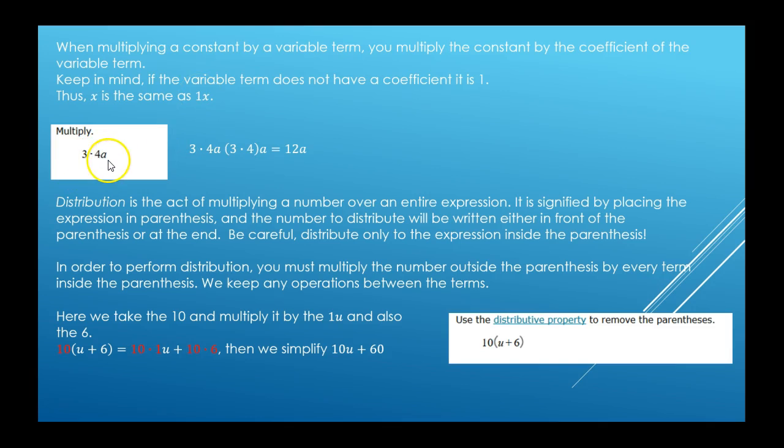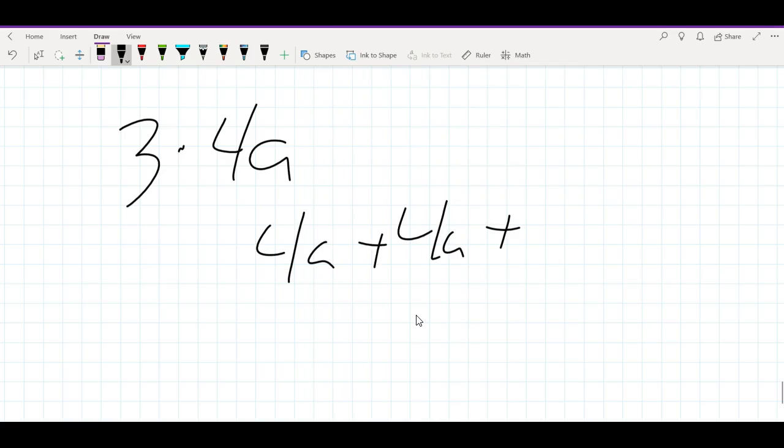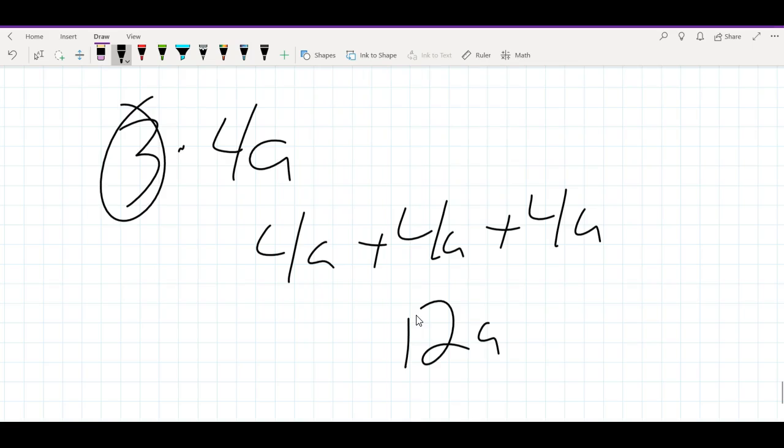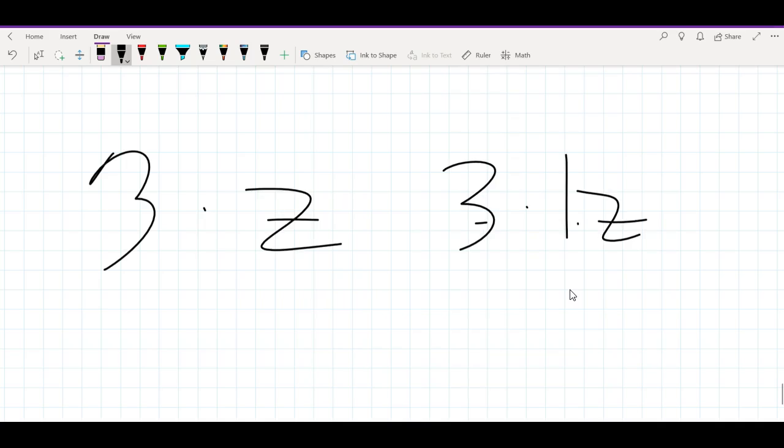So 3 times 4a is 12a, because 3 times 4 is 12. Remember, multiplication is repeated addition. So 3 times 4a means I want 4a plus 4a plus 4a. 4 plus 4 plus 4 is 12a. So when you're multiplying a constant times a variable term, you just multiply the coefficients. And keep in mind, if we have 3 times z, this is actually 3 times 1z. 3 times 1 is 3, so we end up with 3z.